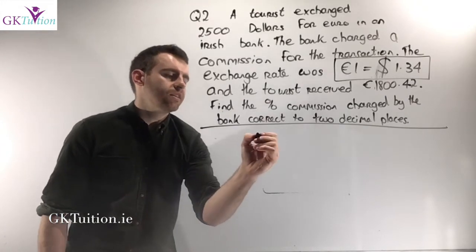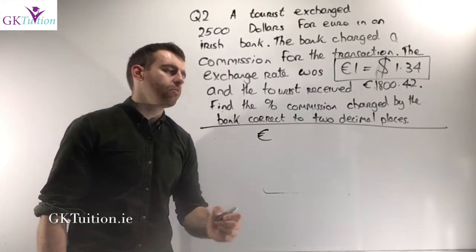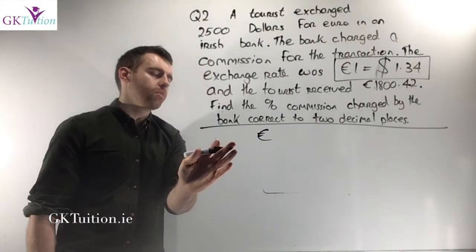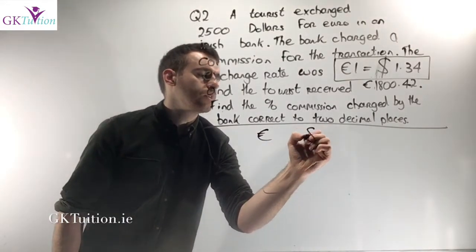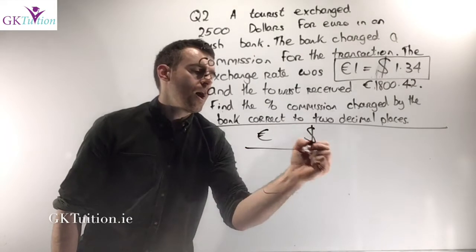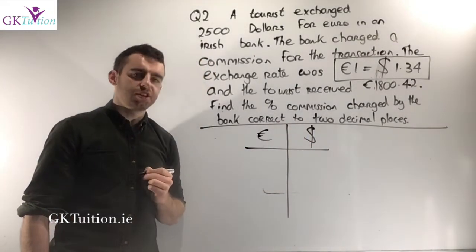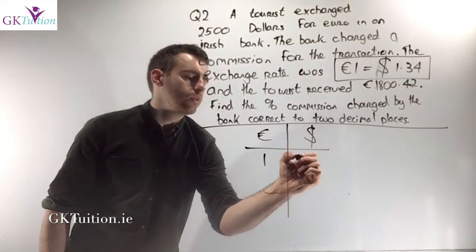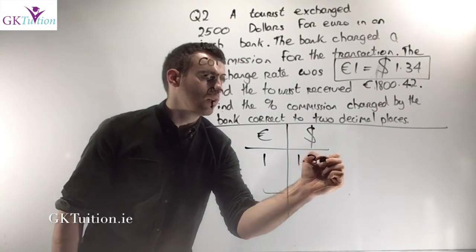So in this case, it's the exact same as the 5 bits we did in part 1. I've got a column for euros and I'm going to have a column for dollars. And I'm going to start off by writing in the exchange rate. I know that €1 is equivalent to $1.34.